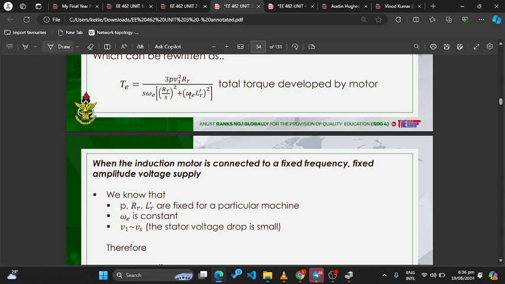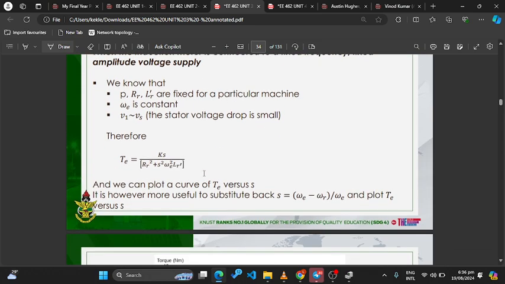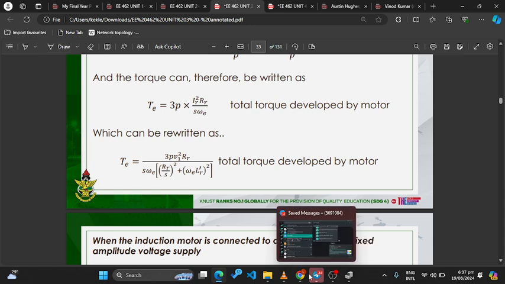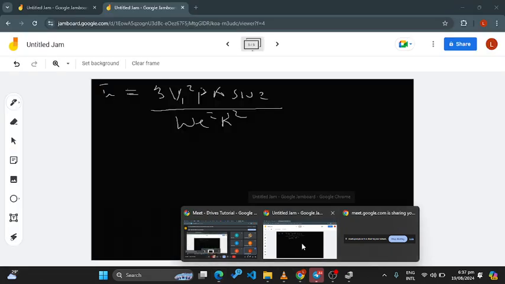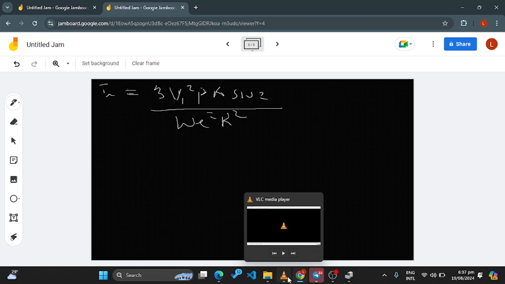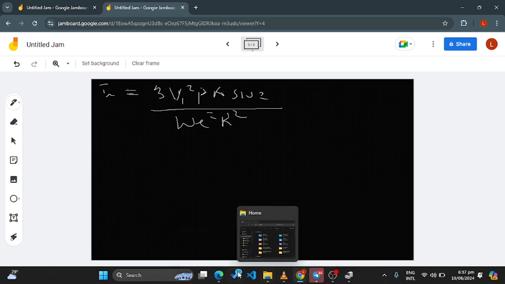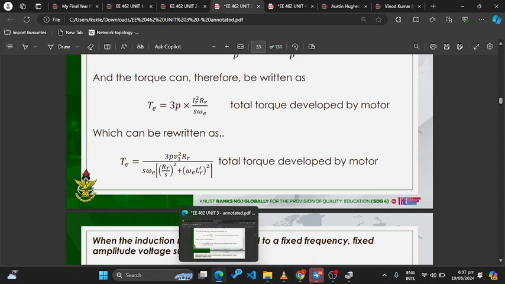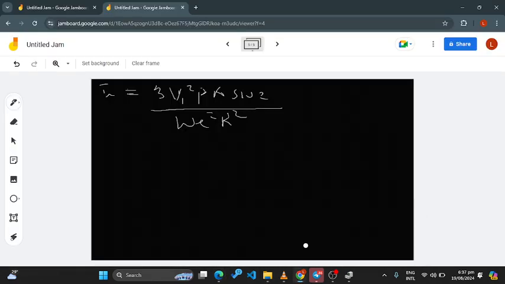Okay, so that's if you ignore this. Let me see what that is going to give me. Okay, 3p v1 squared r on top here, I have S omega E on the bottom. Okay, so let me derive that.